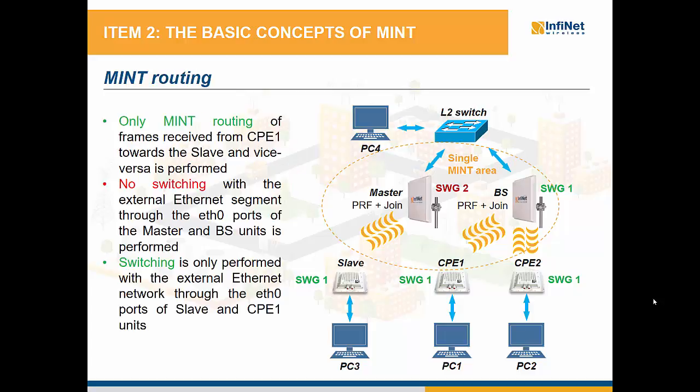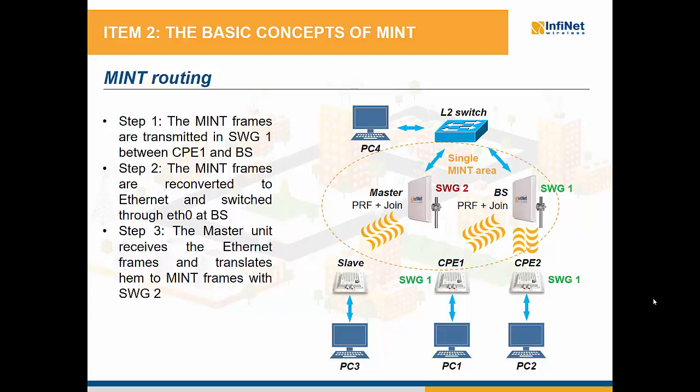In our last configuration, the master and the base station units perform only MINT routing of the frames received from CPE1 and slave. There is no switching performed with the external network through the Ethernet interfaces at this level, so the communication takes place only through the PRF interfaces.